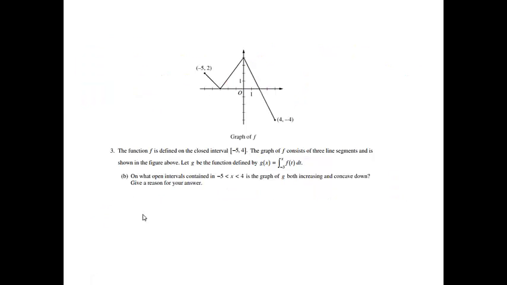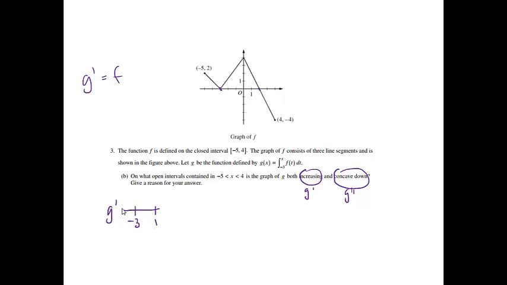All right, part B. On what open intervals contained in -5 to 4 is the graph of g both increasing and concave down? Okay, I know increasing has to do with g prime, and I know concavity has to do with g double prime. So I'm actually going to do both charts for this one. I'll do a g prime chart. And we already know from the last screen that g prime is just equal to f, or it's equal to the curve. So if I'm looking at the curve and looking for where the curve equals 0, it's going to equal 0 at -3 and at 1. So I'll put those numbers.